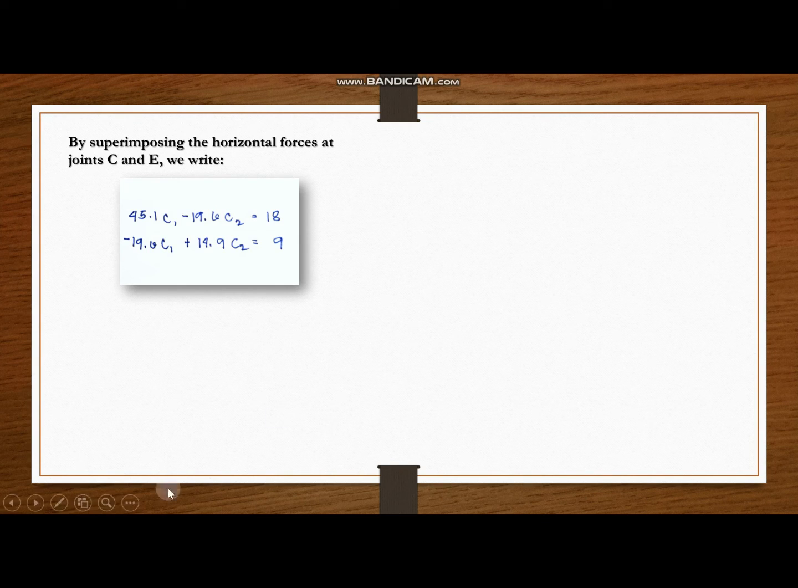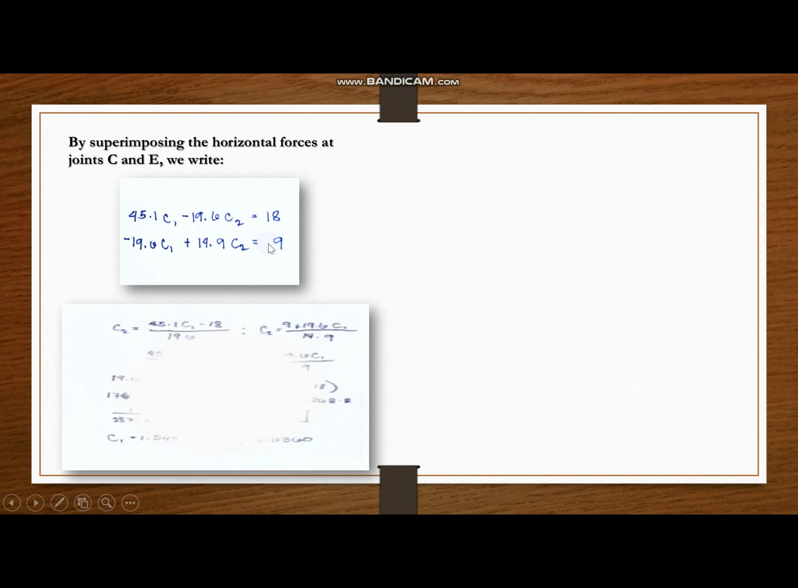So here, also, negative 19.6 C1 plus 14.9 C2 is equal to 9. So, kinuha natin itong mga numbers na ito sa previous natin na na-solve. So here, C2 is equal to 45.1 C1 minus 18 all over 19.6.